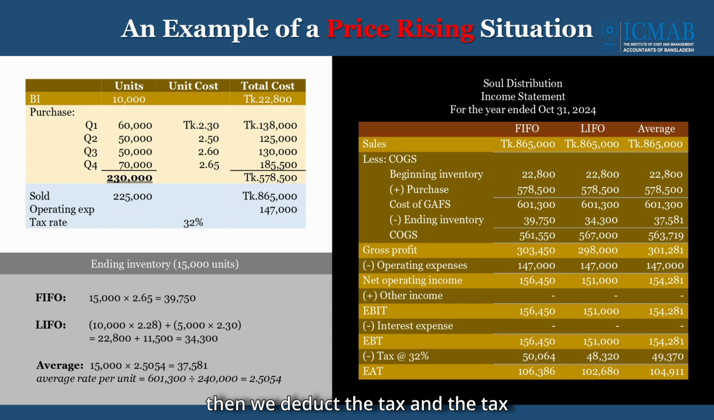Then we deduct the tax, and the tax under the FIFO method is 50,064. Under the LIFO method, the tax amount is 48,320, and under the average valuation method, the tax is 49,370. So if we deduct this tax amount from the EBT, then earnings after tax under the FIFO method is 1,06,386, under the LIFO method 1,02,680, and under the average method it is 1,04,911. So through this analysis, we can say that in case of a price rising situation, the FIFO method gives the highest amount of net income and the LIFO method gives the lowest amount of net income.